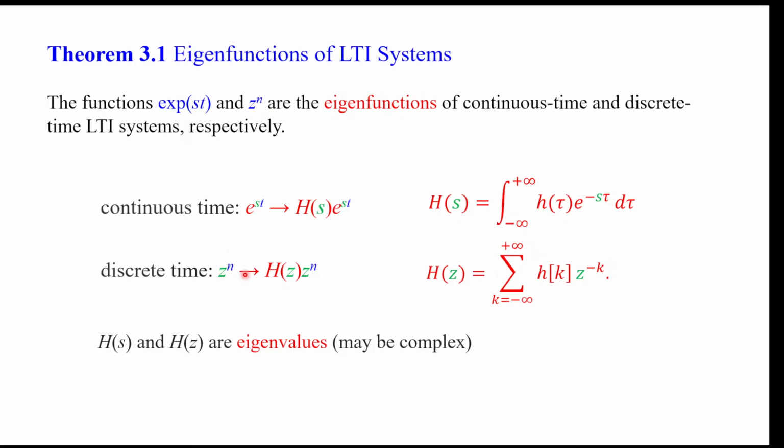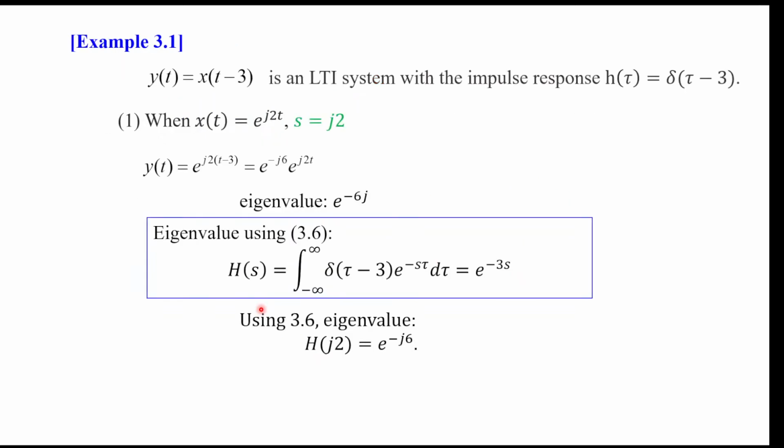Because z to the n is a different notation from e to the st, the big H and the small h also have a different formula. Big H is the summation over k of small h times z to the minus k. And these big H are the eigenvalues. As we spoiled before, they are also called system functions or transfer functions. I guess we can see one example here.